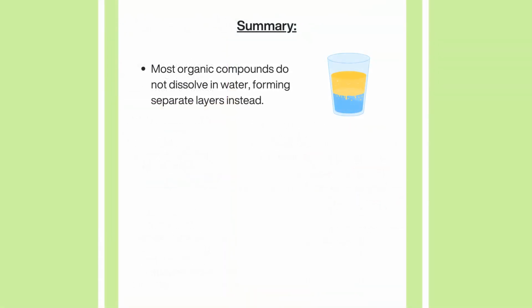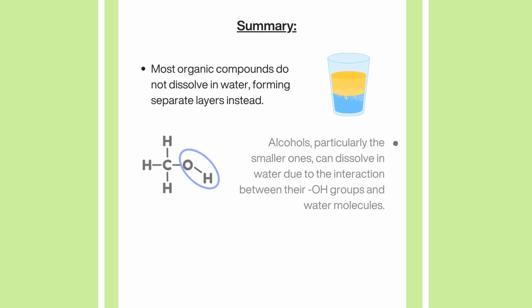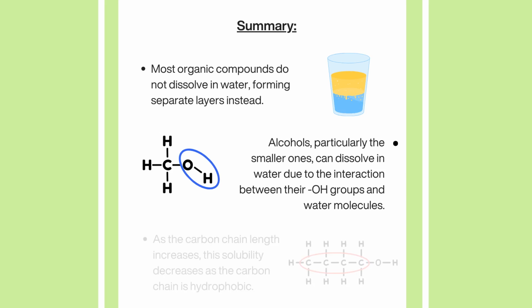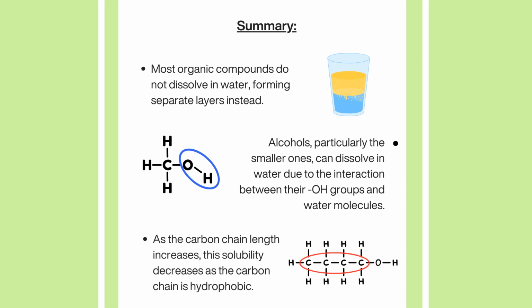In summary, most organic compounds do not dissolve in water, forming separate layers instead. Alcohols, particularly the smaller ones like methanol, ethanol, and propanol, can dissolve in water due to the interaction between their OH groups and water molecules. However, as the carbon chain length increases, this solubility decreases. Understanding the solubility behavior of organic compounds can provide us with vital insights into many practical applications, including biochemical processes and industrial practices.